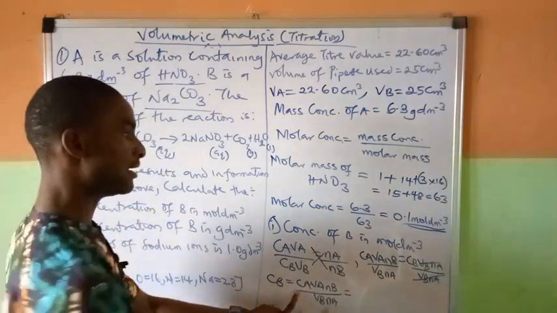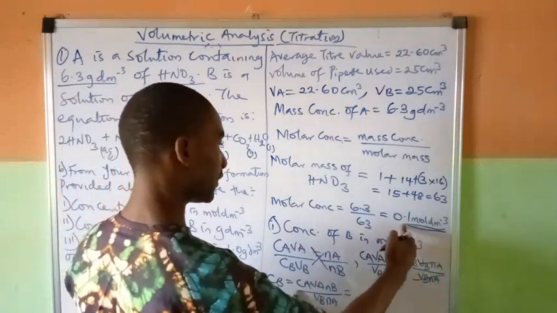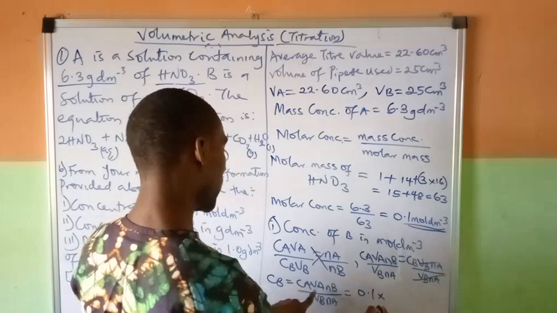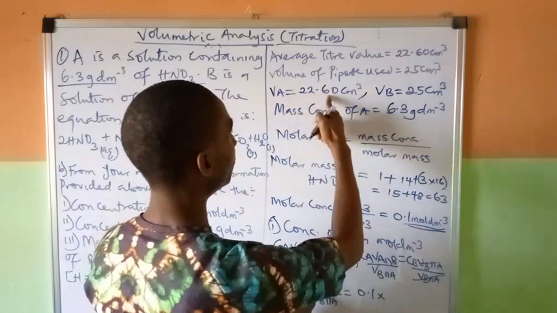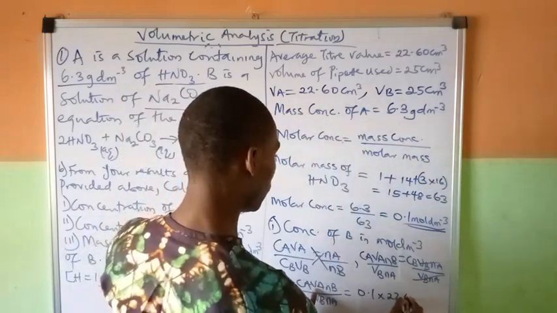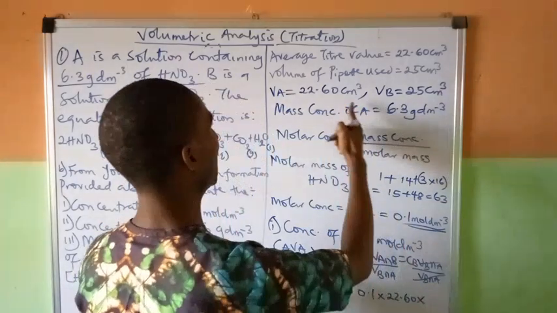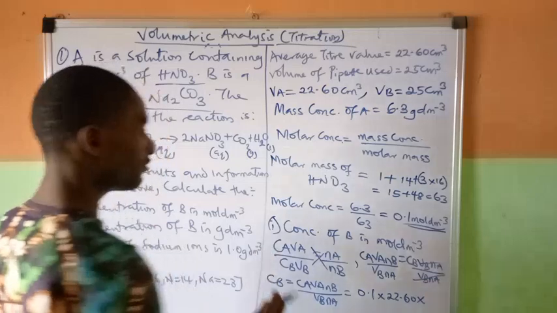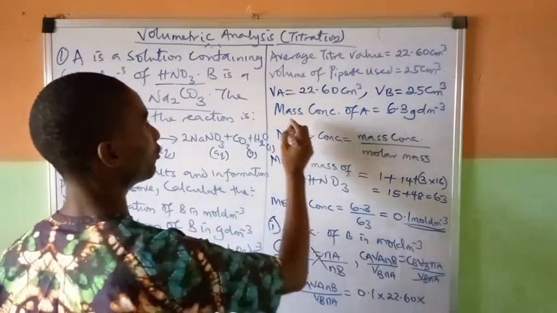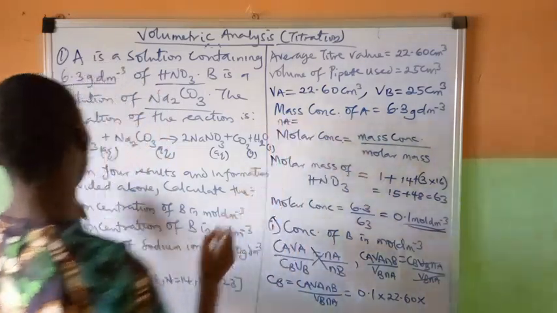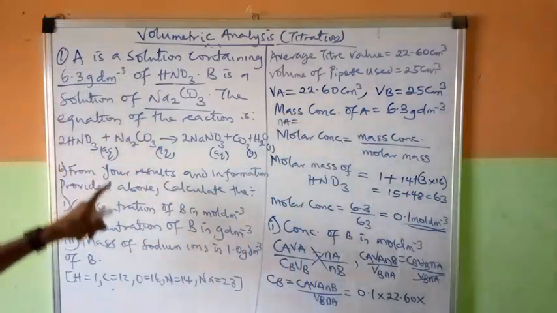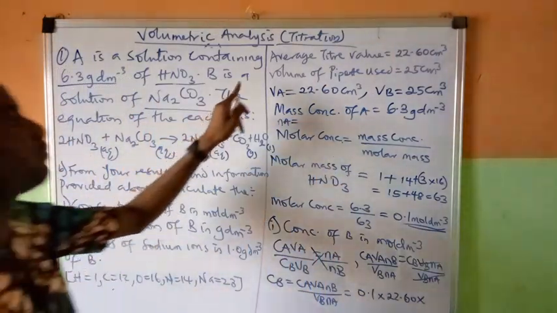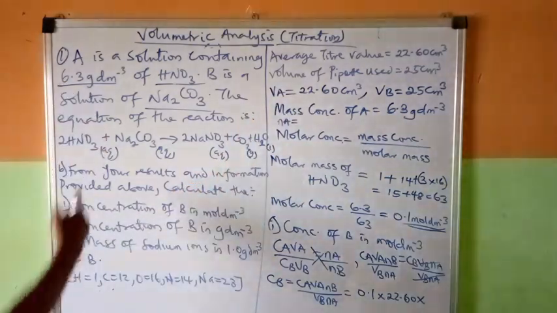So you impute the values. Ca, which is the molar concentration of the acid, is 0.1, multiplied by Va, which is your average titer value, 22.60. Multiplied by what are the Na and Nb? We have not stated our Na and Nb. So our Na comes from the balanced equation. The equation you were given, all you need to do is to inspect it.